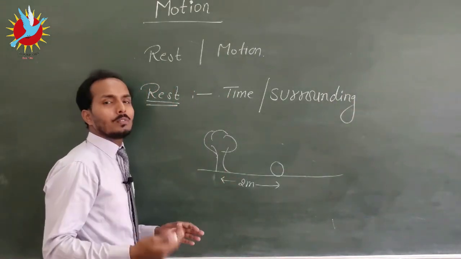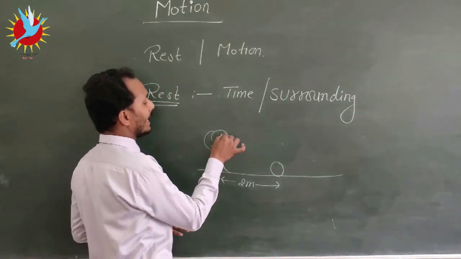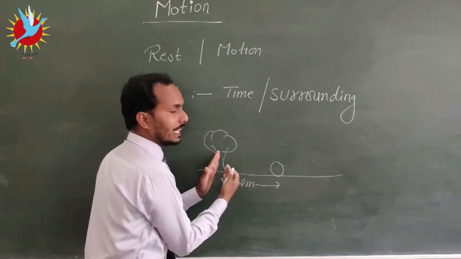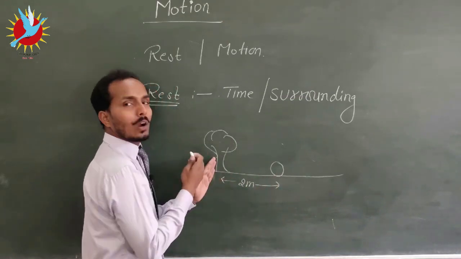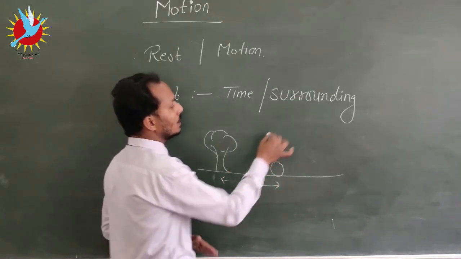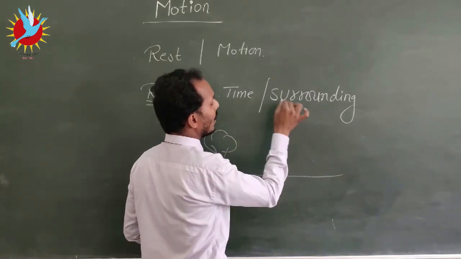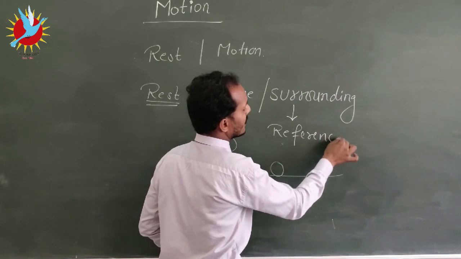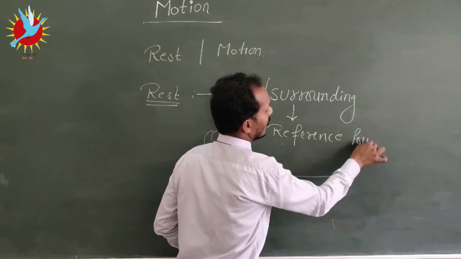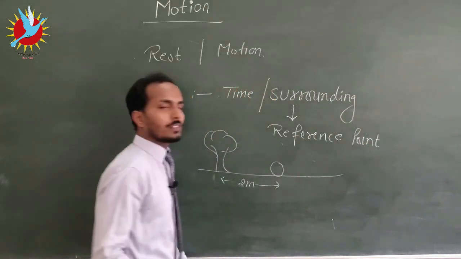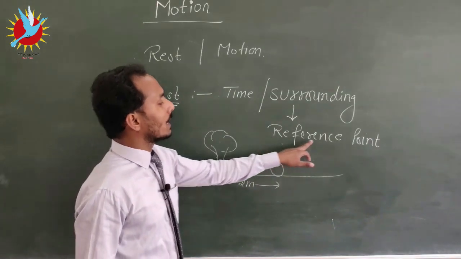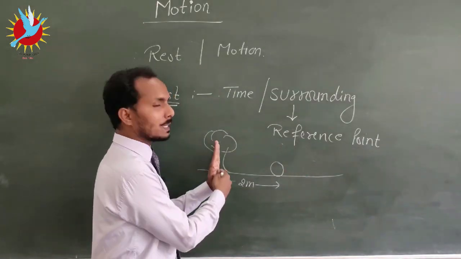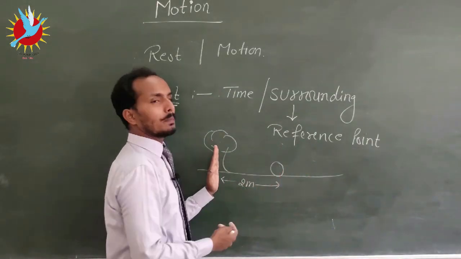So what is the meaning of surrounding? Here the surrounding means this tree, so the tree is the surrounding. You can use another term, reference point, in place of surrounding. From the reference point it does not change its position.